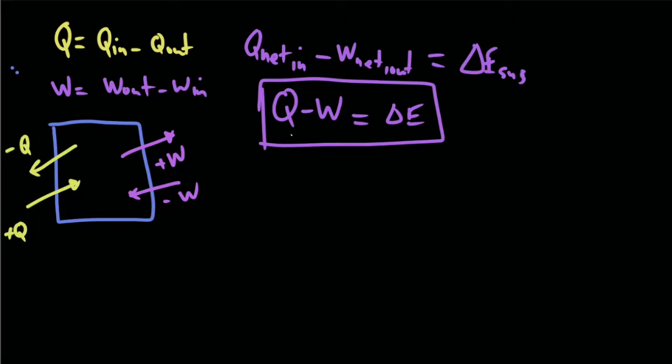Later in the chapters, you can make this a little bit easier. Sometimes you can consider Q in and Q out, and of course work in and work out. Instead of putting positives and negatives, you can put everything that comes into the system on the left hand side of the equation, and everything that leaves the system on the right hand side. Okay.